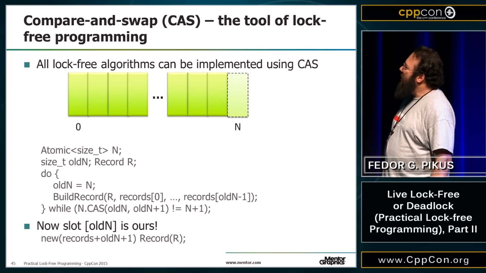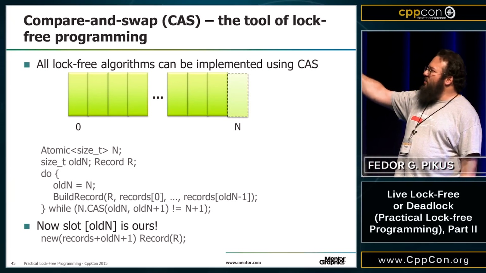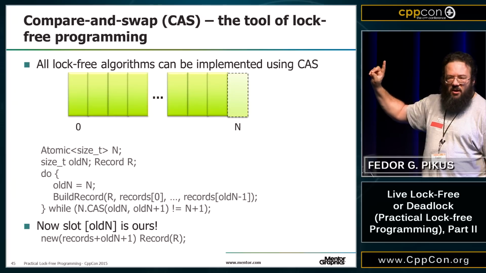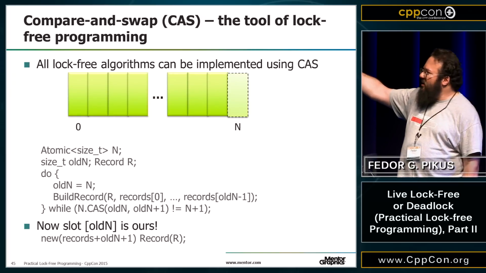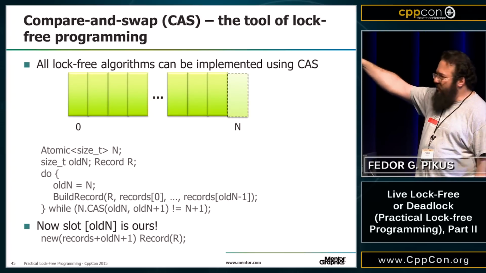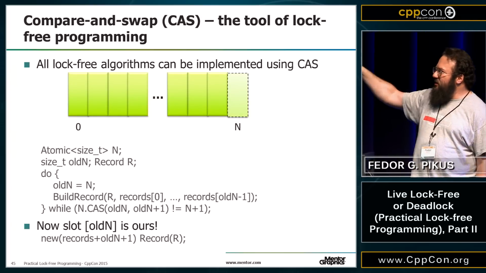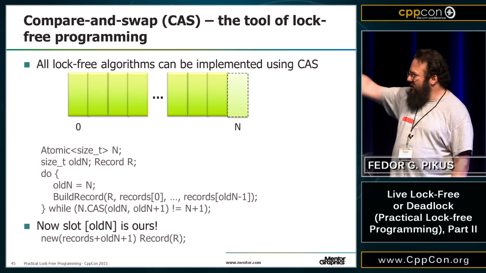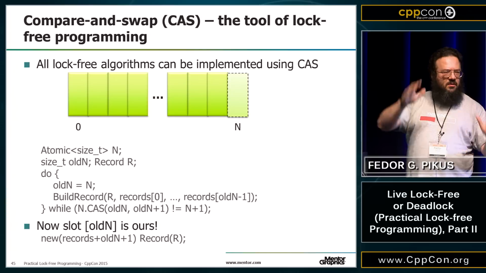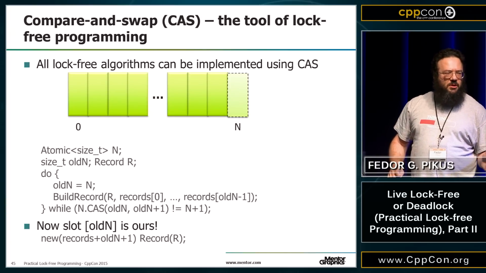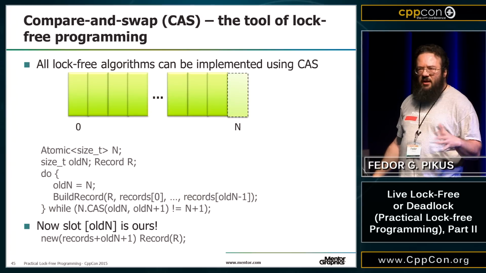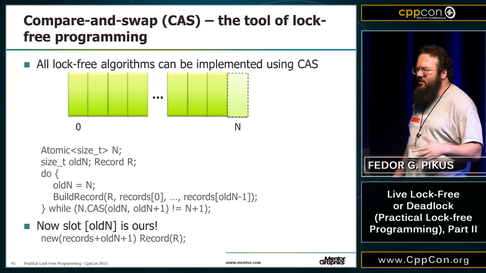Sorry. Okay, so we compute the new record. We don't store it. We just prepare it. We try to increment n with a compare and swap. If nobody incremented n while we were building up the record, then the slot n is ours because we committed, successfully wrote n plus 1 into the slot, and we can copy the new record into that slot at our leisure. If somebody changed n while we were building the new record, we have to start all over again.